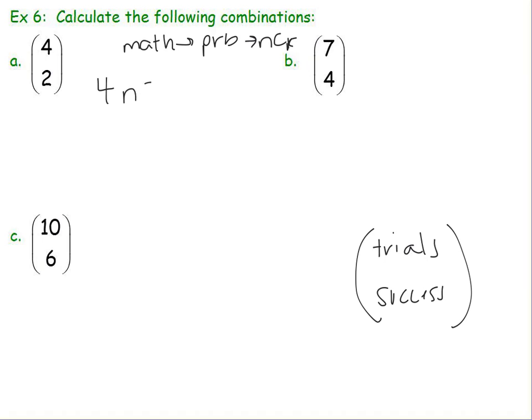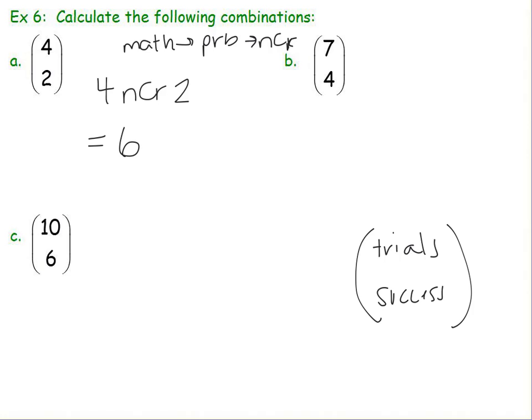And so you would press the nCr button, and then it asks you to put in the second number, and our second number is 2. And if you type that in your calculator, and yes, you might have to practice when you get back to school, you will get the number 6.